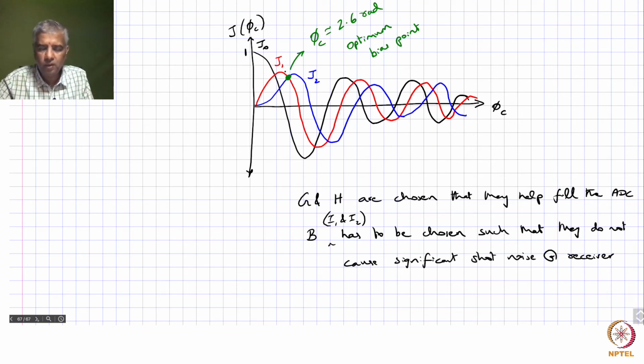So you look for these crossover points between J1 and J2. There is one crossover point here, another crossover point here, another crossover point here, and so on.